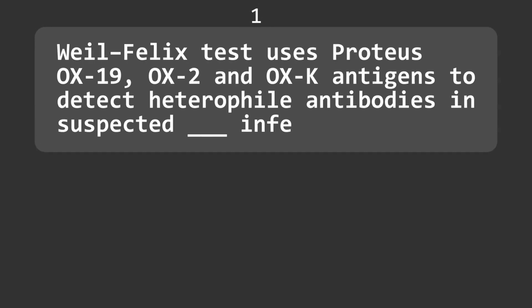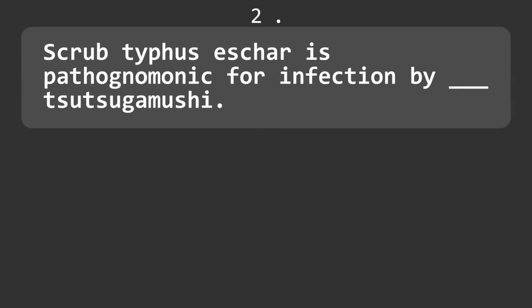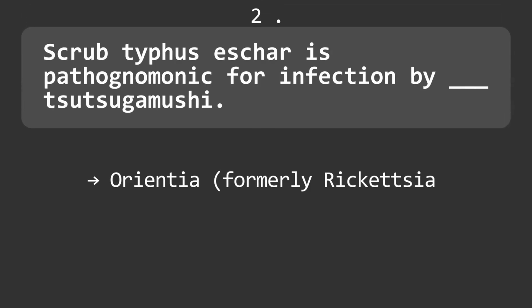Weil-Felix test uses Proteus OX19, OX2, and OXK antigens to detect heterophile antibodies in suspected rickettsial infections. Scrub typhus eschar is pathognomonic for infection by Orientia tsutsugamushi, formerly Rickettsia.